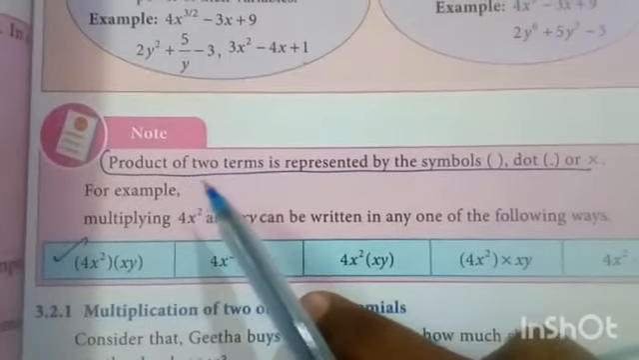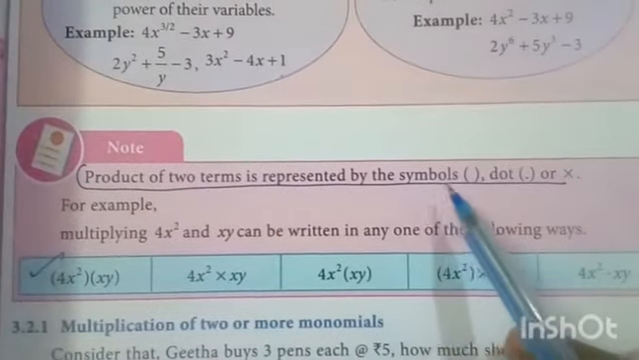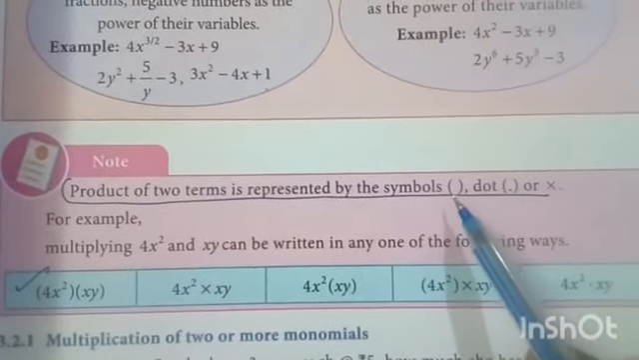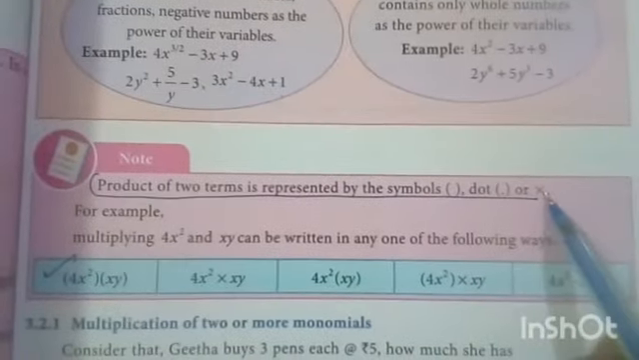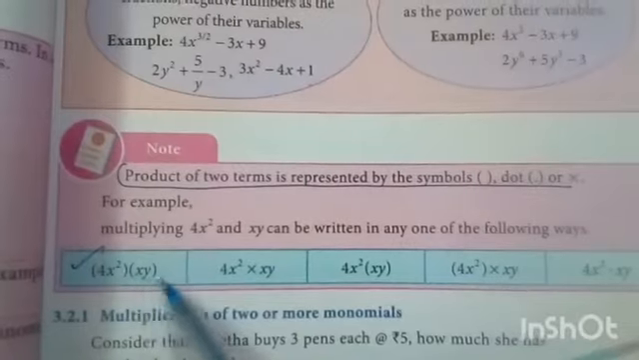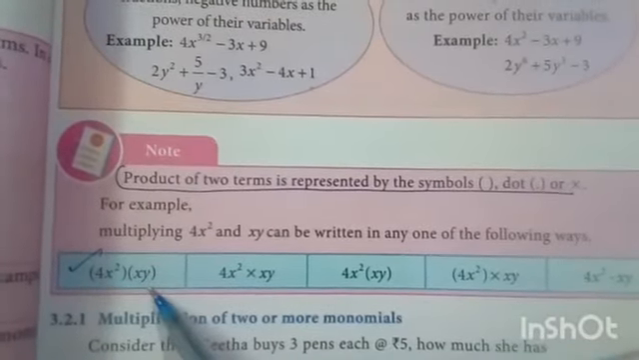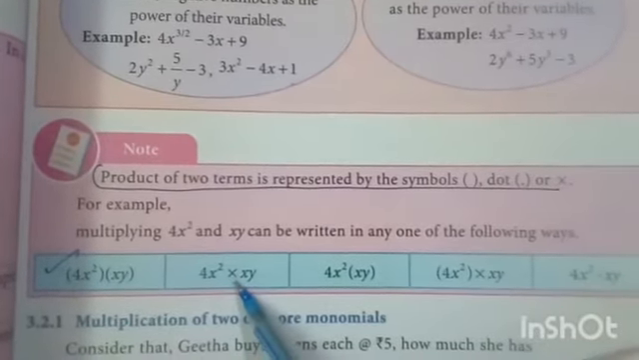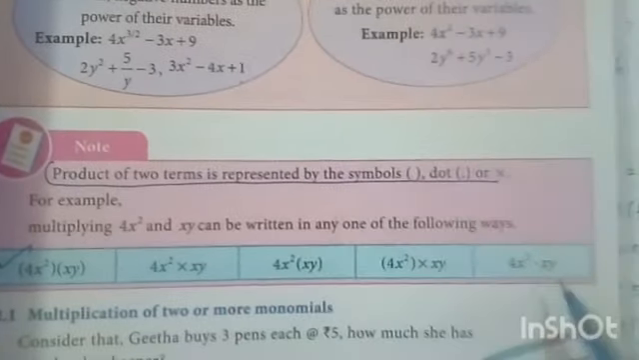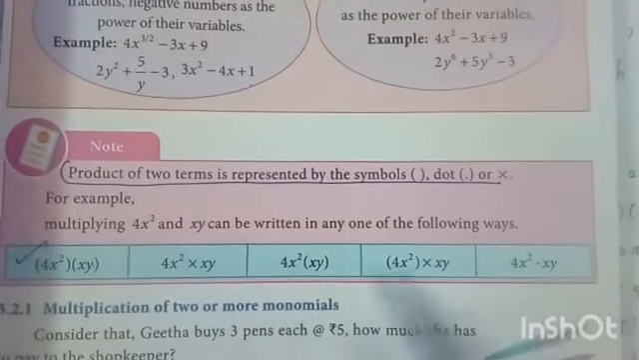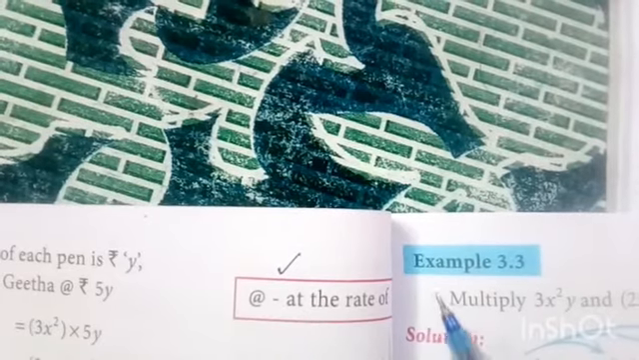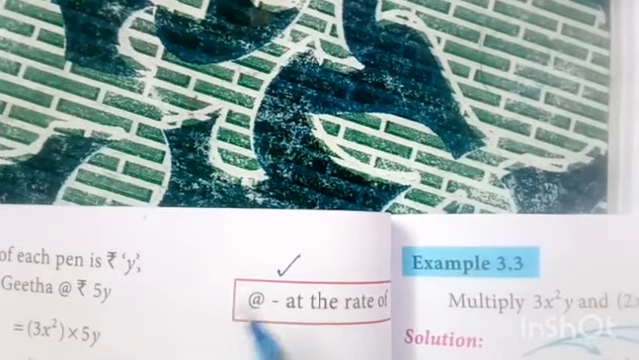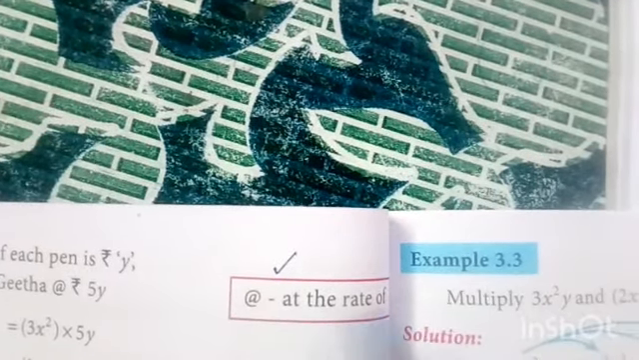Next, an important note: the product of two terms is represented by these symbols. For the product of two terms, you use the bracket form, or a dot, or the multiplication symbol. All of these are considered multiplication. This symbol is used for 'at the rate of'. In a statement problem, when this symbol is used, it means 'at the rate of'.